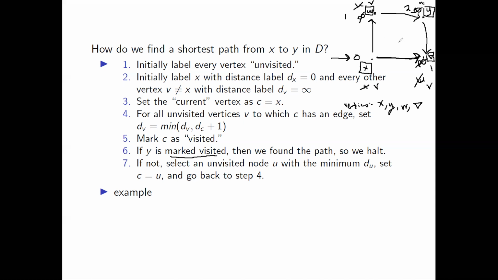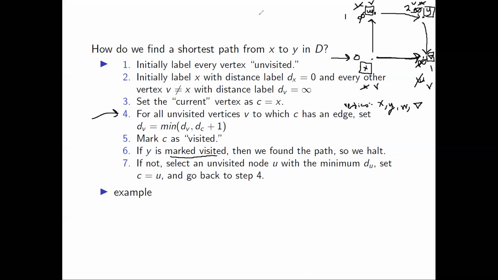And we can look at all the unvisited vertices to which Y has an edge. So we go back to step 4. So for all unvisited vertices to which our current vertex has an edge, our current vertex being Y, and Y doesn't have an edge to any unvisited vertices. It does have an edge to this visited vertex, but that vertex is already visited. It has a V on it. So we don't make any more label changes using this Y as our current one. And then we mark Y as visited because Y is our current vertex. So Y becomes visited. And if Y is marked visited, then we found the path, so we halt.